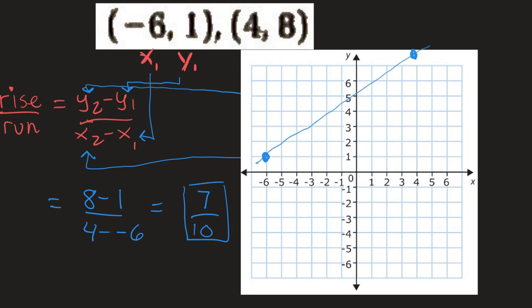Well, we would go vertically. We go up 1, 2, 3, 4, 5, 6, and then one more, 7. So it'd be up 7, and it'd be over 1, 2, 3, 4, 5, 6, 7, 8, 9, 10. Up 7 and over 10. And that matches the slope that I got right there.